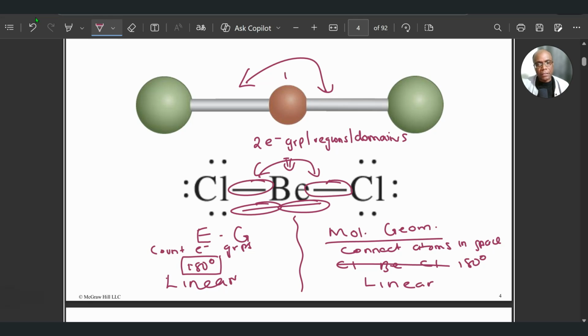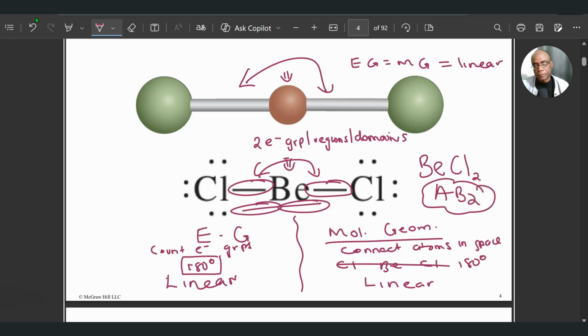Anytime the central atom does not have a lone pair, electronic geometry is going to be equal to molecular geometry. And in this case, it's going to be linear for BeCl2. Molecular formula is BeCl2. That's an AB2 type of molecule.